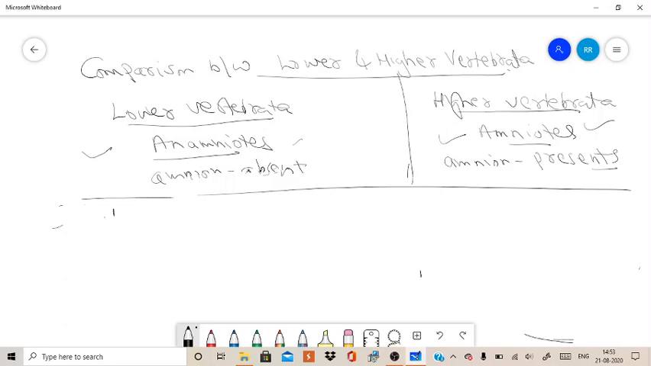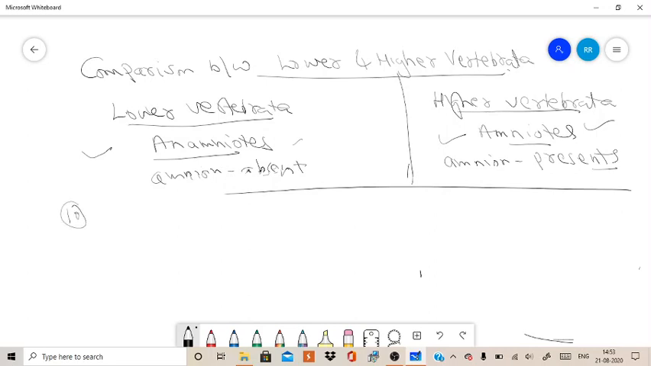And then the ninth point is that there are 10 pairs of cranial nerves in anamniotes, whereas there are 12 pairs in amniotes. So this is another evolutionary point. Cranial nerves are 10 pairs here and 12 pairs in amniotes.